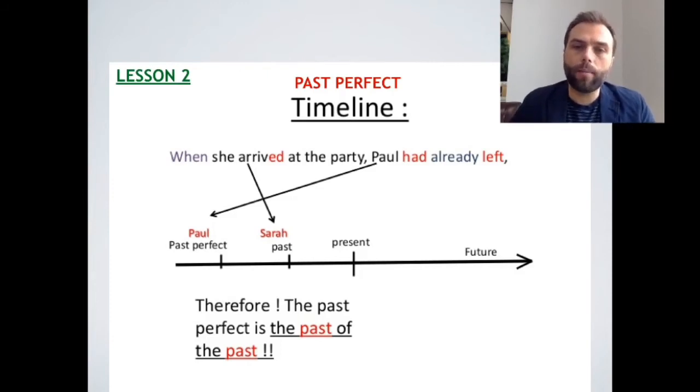Okay, so on the timeline, the black arrow, you can see first, the first action is Paul, and the second action is Sarah. Okay, and you can see the present and the future. So both actions happened in the past, but one action happened before the other action. So when she arrived at the party is Sarah. That happened in the past. But an action before that is Paul had already left. So it's 2 actions in the past. Therefore, the past perfect is the past of the past. Something that happened before something that happened in the past.